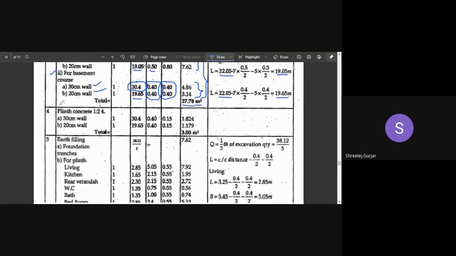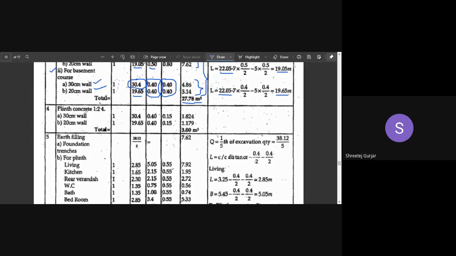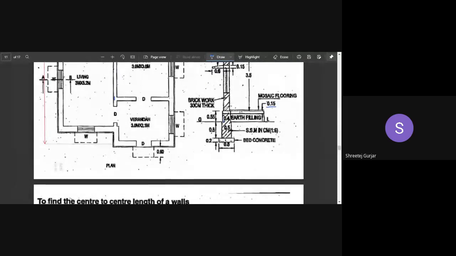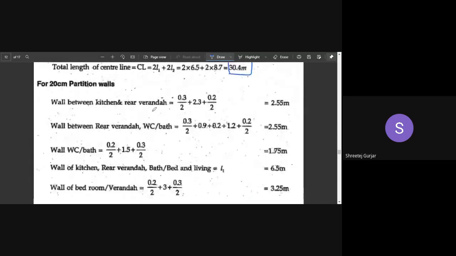Next, coming to your plinth concrete. We have some plinth concrete which is placed for your DPC work. Let me just scroll up and show you what I mean by that. So this is my DPC work. You can see the width is 0.4 and the thickness is 15 centimeters or 0.15. So this is my DPC or my plinth concrete, and that is what we will calculate here.